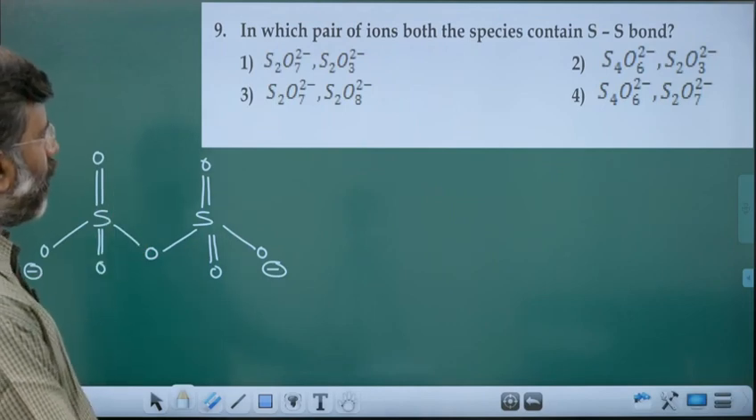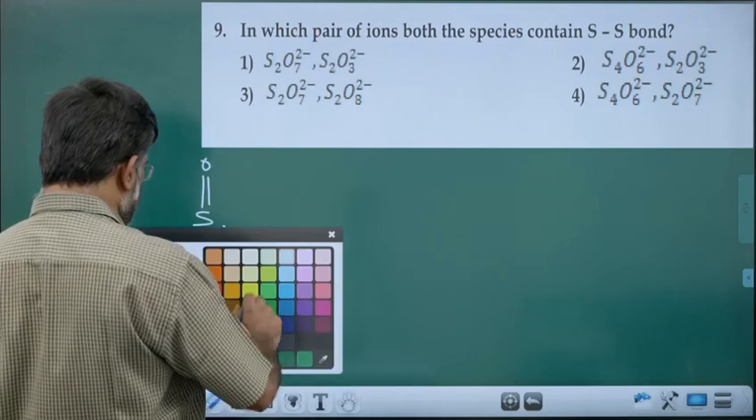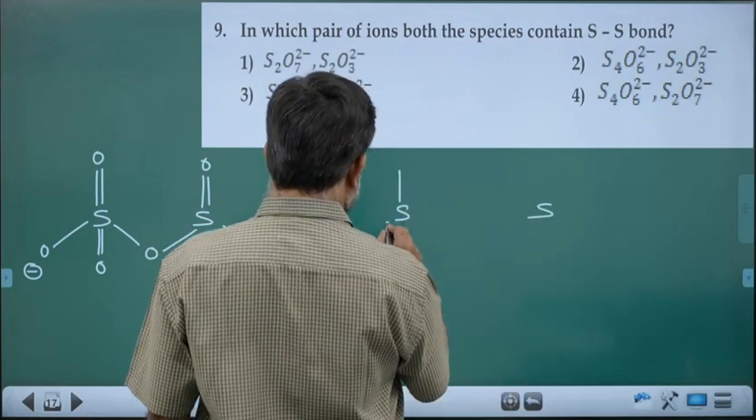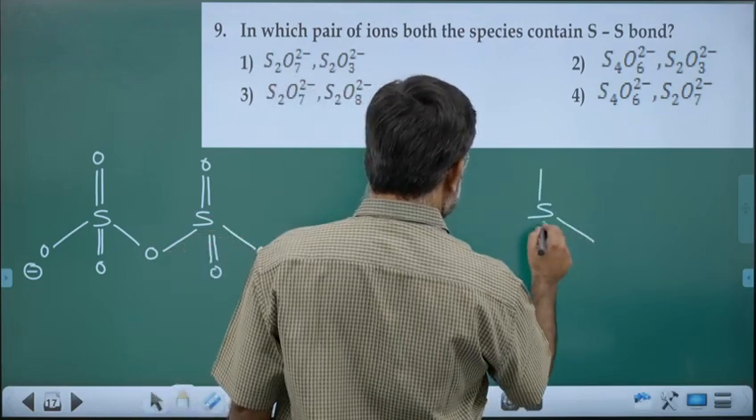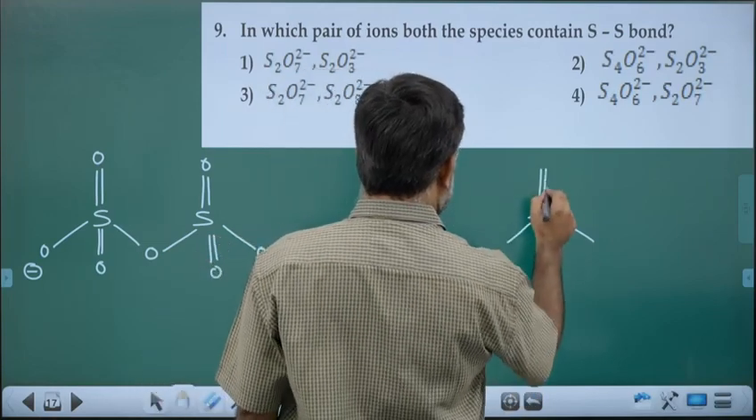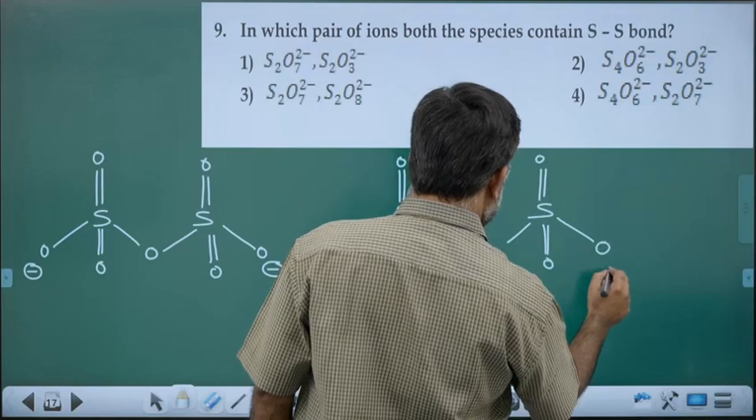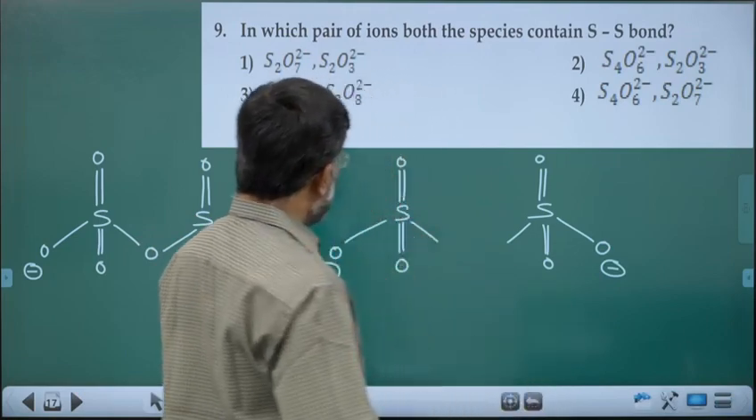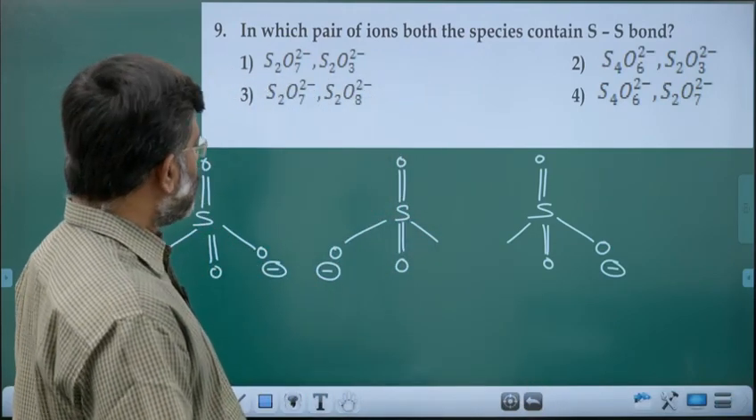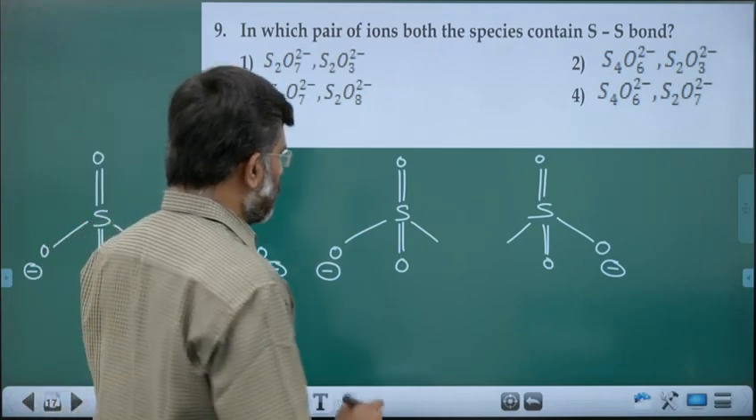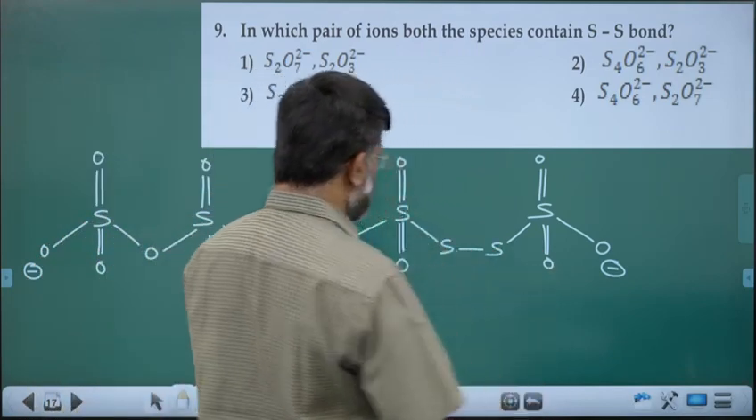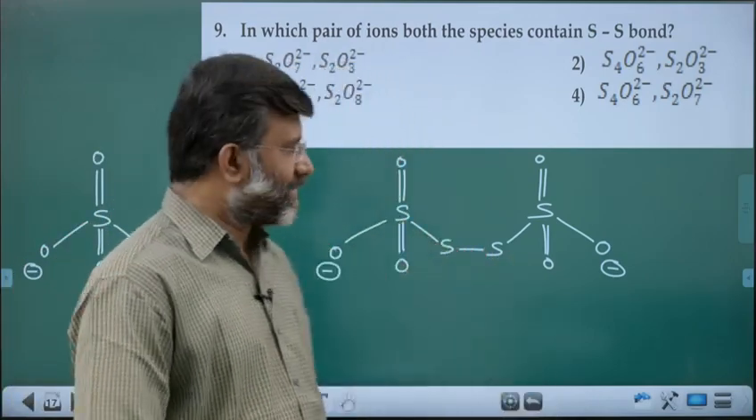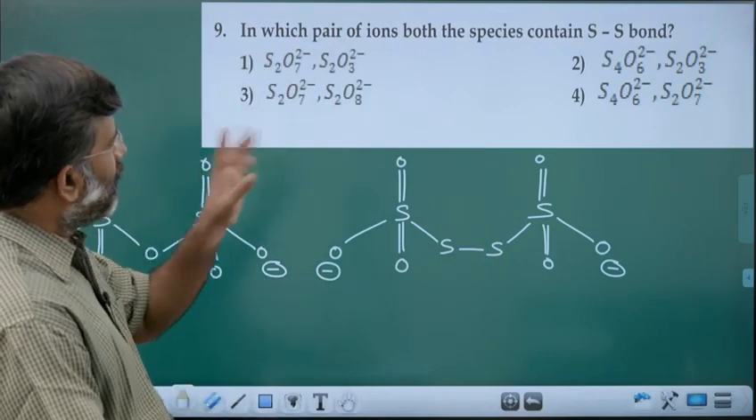What about S4O6 2 minus? S4O6 2 minus is yes. See, you don't have to memorize the structures by heart. You can try with a logical approach. Now, how many oxygen are there? S4O6 is over. Now, there are two S and it will go like this. There is S-S linkage, isn't it? So, that can be the answer.